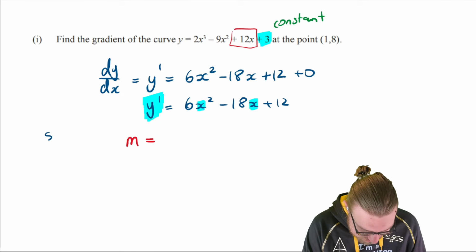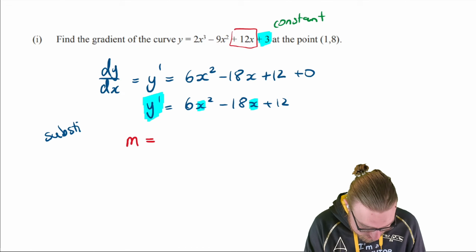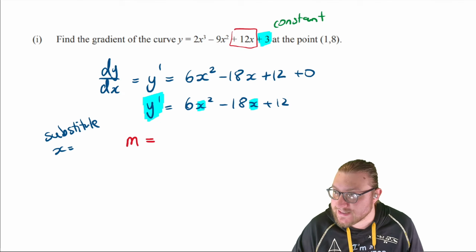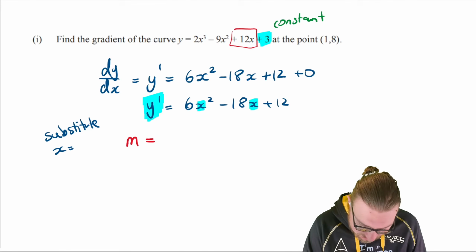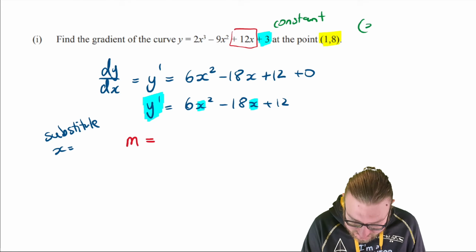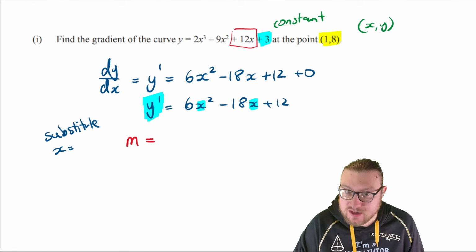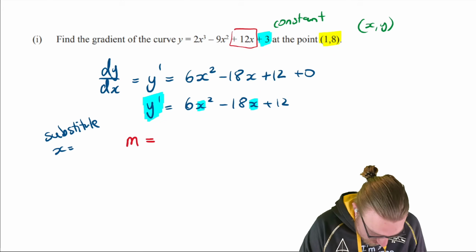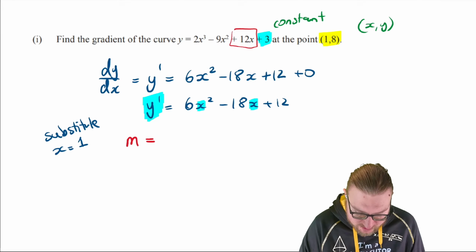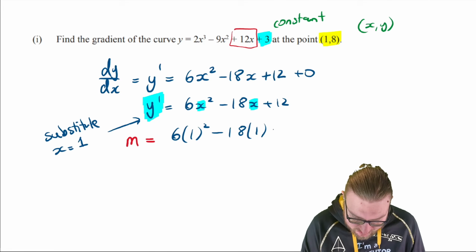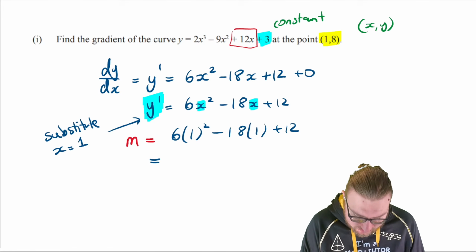So we're going to substitute x. And then again, let's have a look what x is. We need to understand how this works, but I'm pretty sure you guys will remember this. This is the x value and the y value. So in this case, x is 1. So we're substituting in x as 1 over here. And then we're going to get 6 times 1 squared minus 18 times 1 plus 12. And we can just go from there.